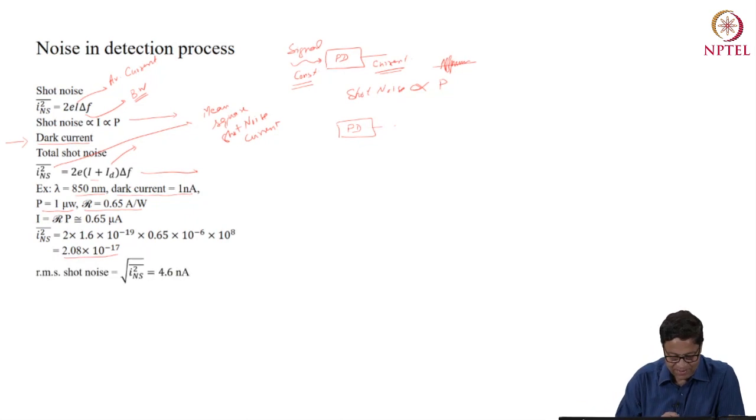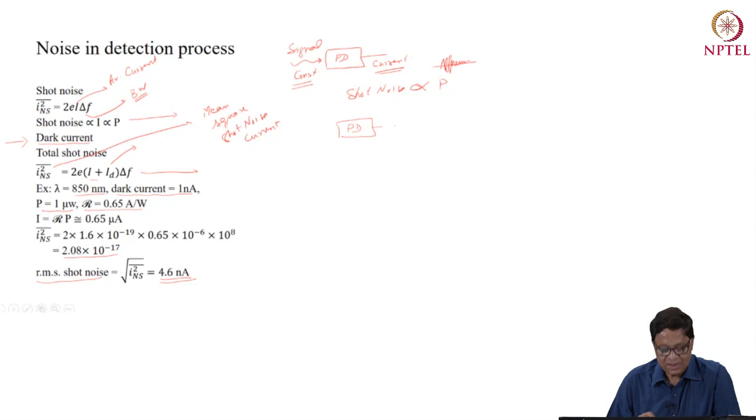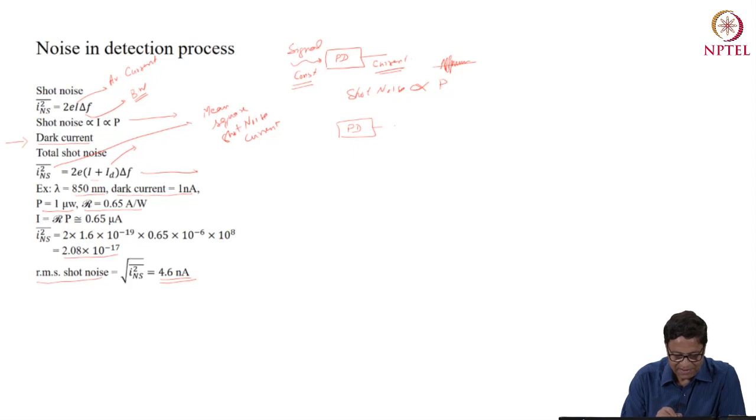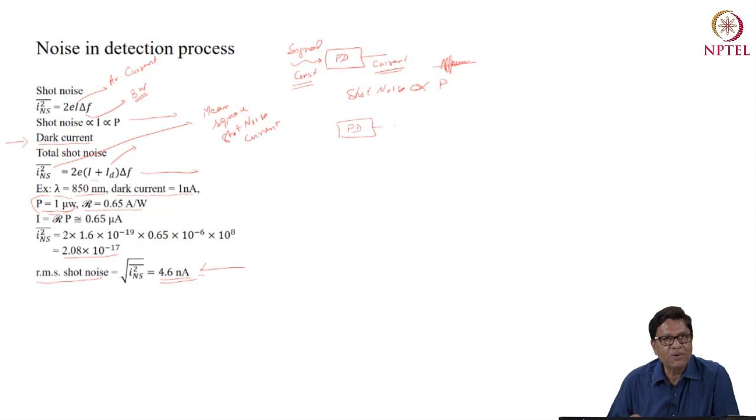If I take the RMS value of the shot noise, that is the square root of this, I get 4.6 nanoamperes. So in this case it is quite low, but it can be high in some applications or devices, depending on the power level. The power level was very, very low, 1 microwatt. That is why you could see shot noise quite low, in nanoamperes. If you increase the power level to some milliwatts, there will be an increase of shot noise.